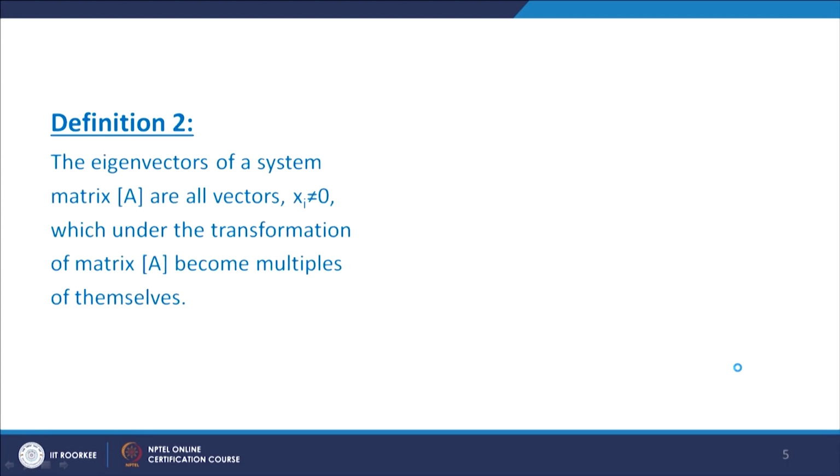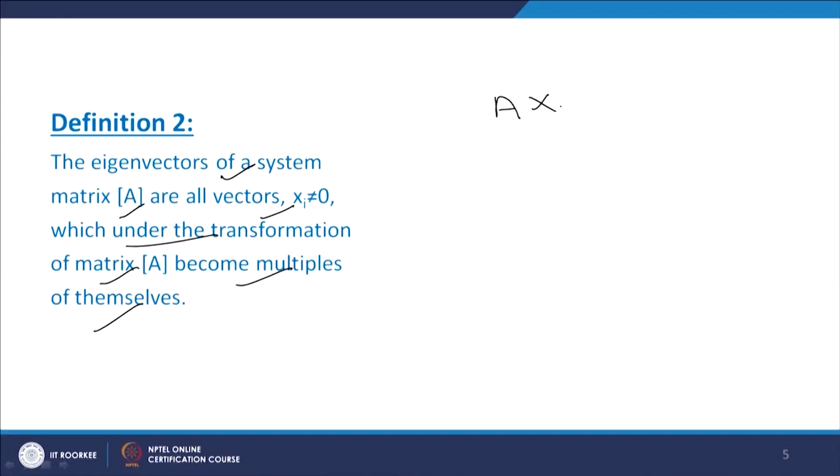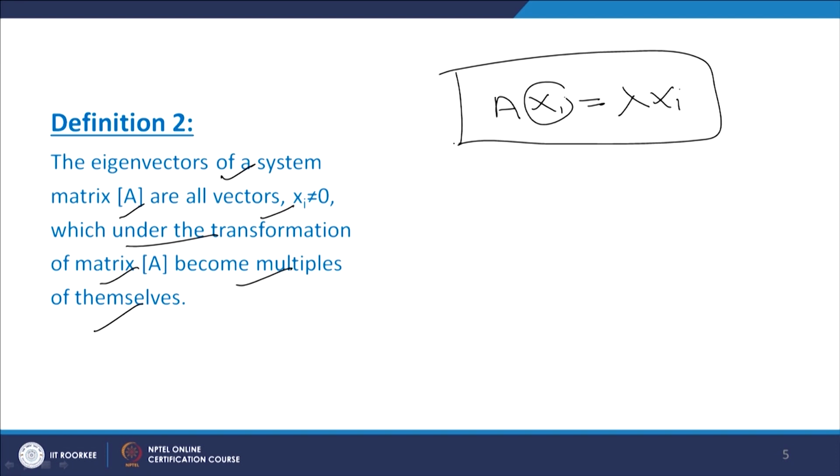Now another definition: eigenvectors of a system matrix A are all vectors xi not equal to 0, which under the transformation of matrix A become multiples of themselves. That means eigenvectors are non-zero, they can never be 0. Here it is mentioned that A xi, that is A operated on this non-zero vector, becomes a multiple of itself. That means we can write A xi equals lambda xi.